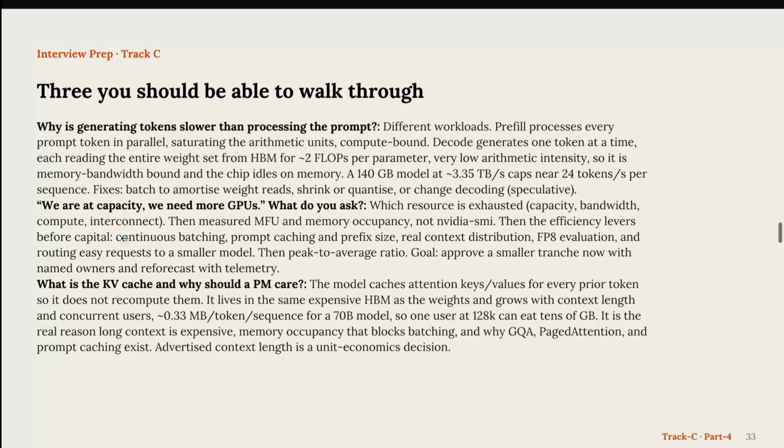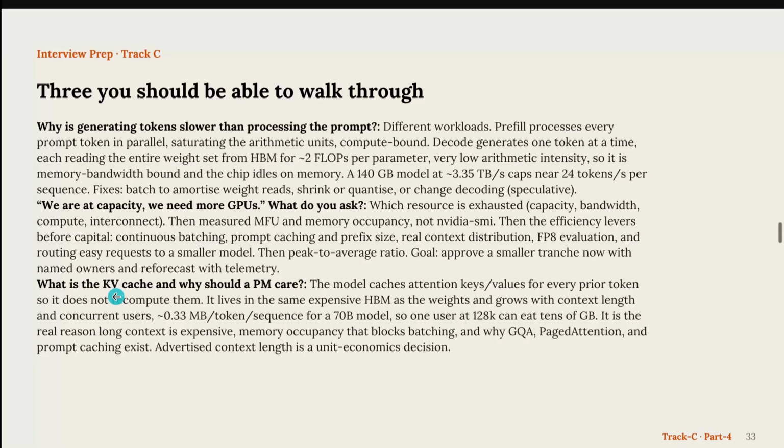Then measure model flops utilization and memory occupancy. Then the efficiency layers before capital. We need to improve all of this: continuous batching, prompt caching, prefix size, real context distribution. Try to do context quantization evaluation also, and routing easy requests to a smaller model. If all of this does not improve, then go to additional GPUs. Until then, do not do it.